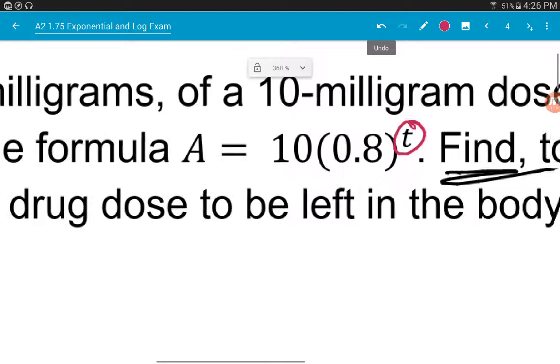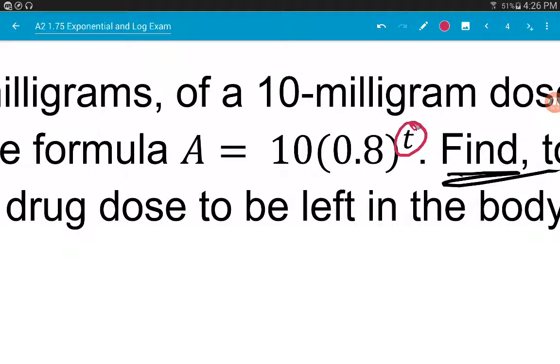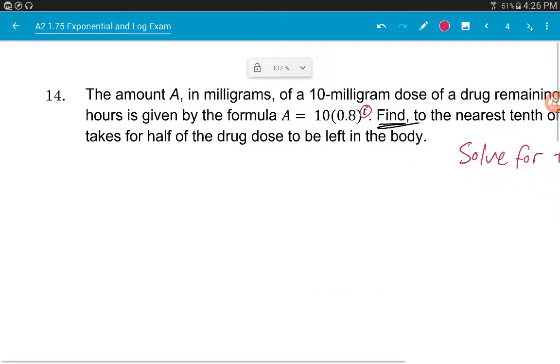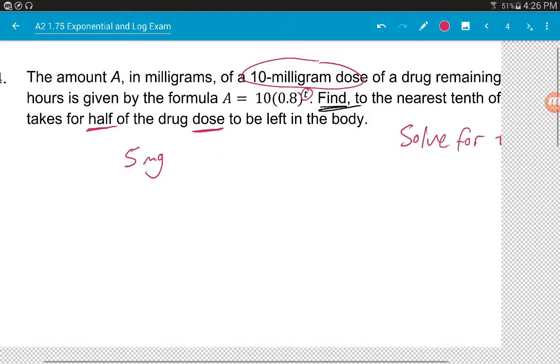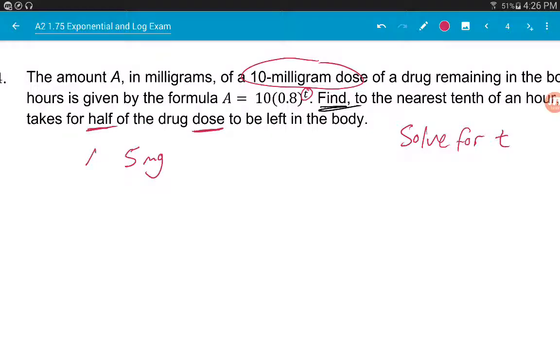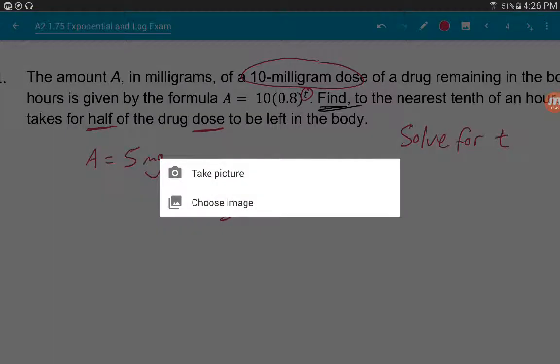Now, if I'm looking at this equation, I know I have to find t. So therefore, I must know what A is. I have to, otherwise I can't solve this. So let's see. They want half of the dose to remain. What's the dose? 10 milligrams. Half of that would be 5 milligrams. So the equation as it stands, that's what A is. So we get 5 is equal to 10 times 0.8 to the t, and our goal is to solve for t.